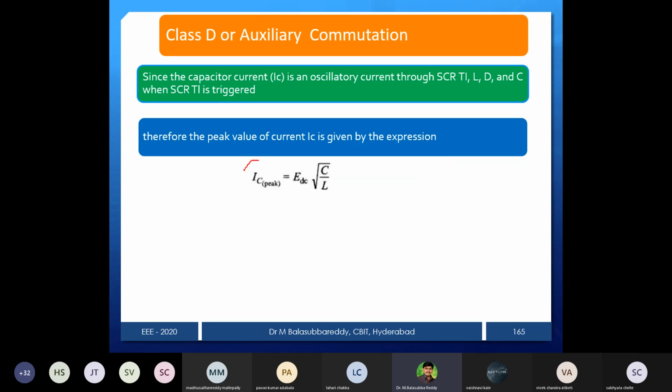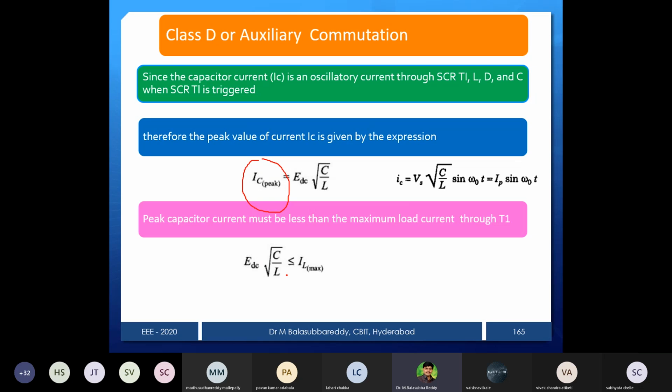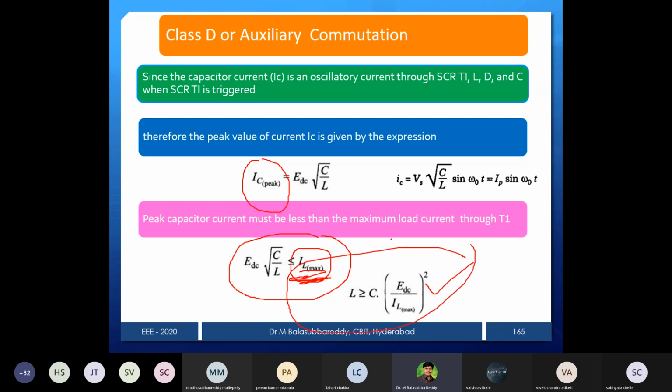And another value we want is the L value. For that, the peak capacitor current is known to you: VDC into root of C by L. You can see there is a statement: peak capacitor current is always less than the maximum load current. So this is the condition. From that, the maximum load current you can consider from the requirement, and the peak capacitor current is VDC into root of C by L. From that, L is equal to this. So this is the L formula. Using this, we can design our L value and C value.